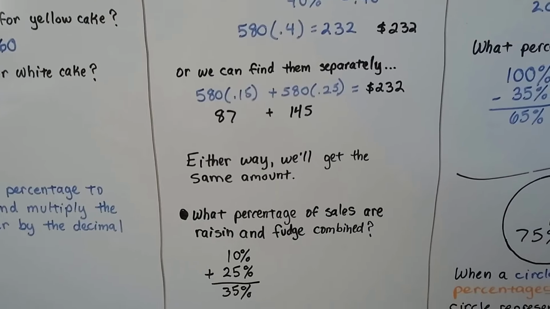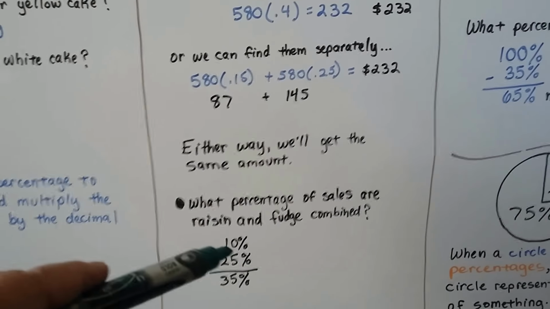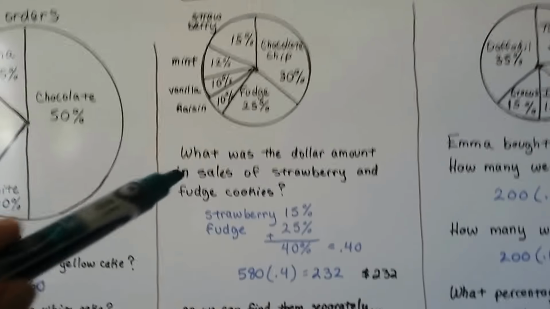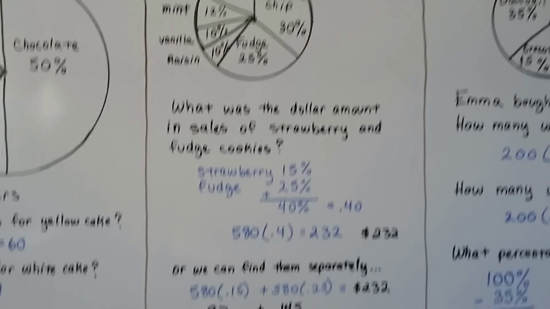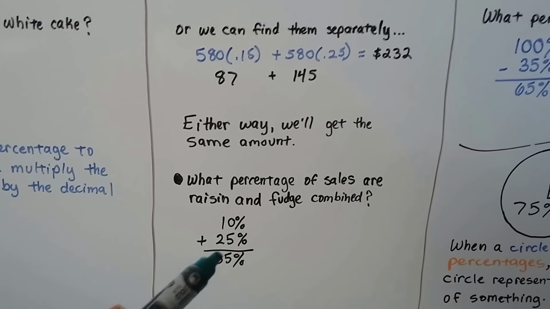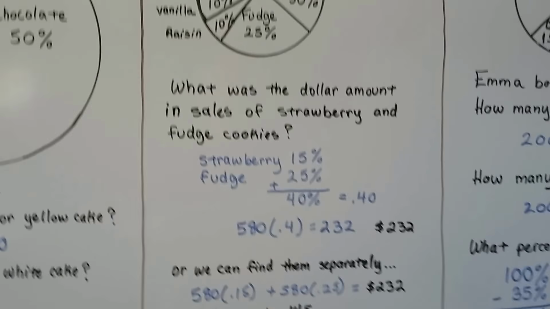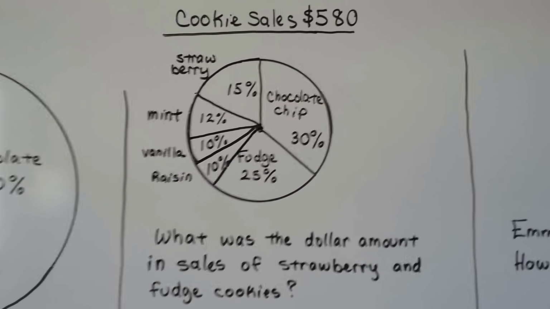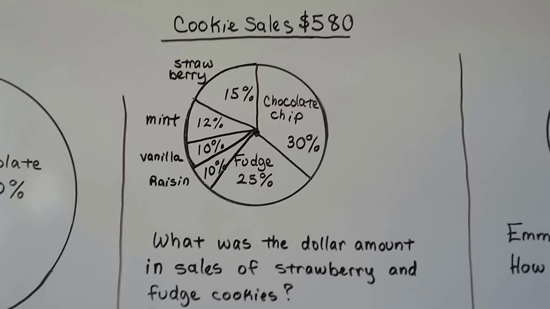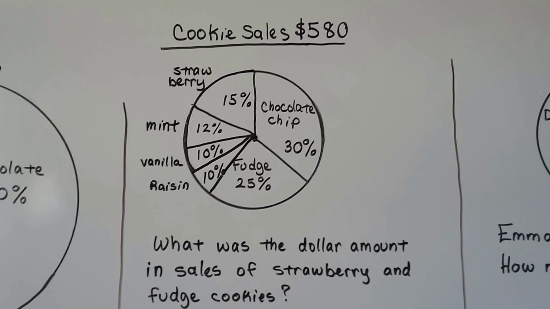What percentage of sales are raisin and fudge combined? Well, we've got 10% and 25%. Raisin is 10%. Fudge is 25%. We just add the percentages and we get 35%. We could even subtract them if we needed to. If it said how many more chocolate chip cookies percentage-wise were sold than fudge, we just do the 30 minus the 25 and we find out that that's 5% more. See?